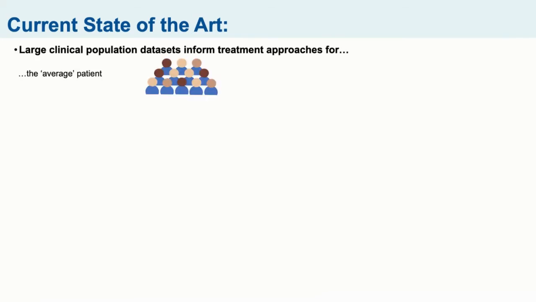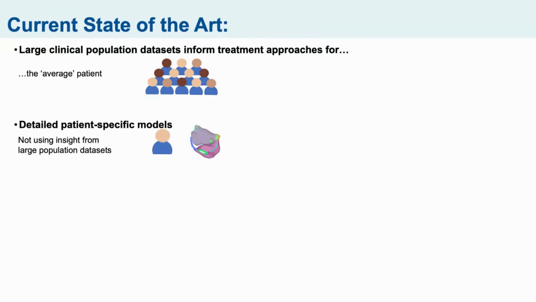So we've covered the clinical problem. Now, what's the current state of the art? First, we've got large clinical population data sets, and these can inform treatment approaches for generally the average patient within a population. We've also got increasingly detailed patient-specific models. These tend to have more and more detail, but a lot of the time they're not really using the insight from the large population data sets.